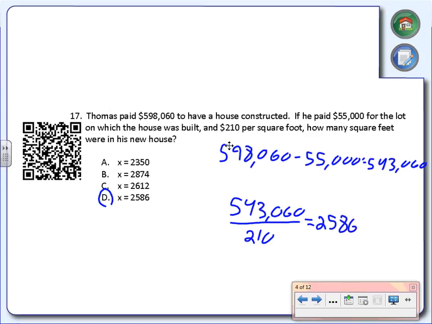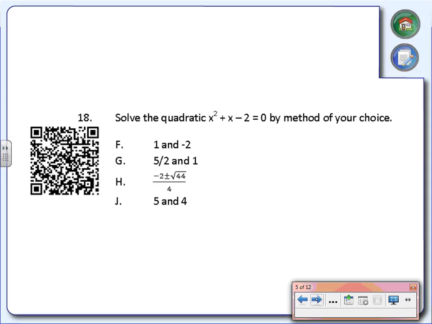All right, how about number 18? Here's another easy one. All right, go for it. Number 18. On number 18, remember, it does say you have a method of your choice. You can use any method you want to solve that part, right? So go ahead and move on to the little arrow at the bottom. So what method do you use? Factoring. Factoring, all right.